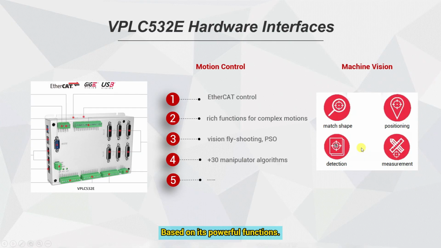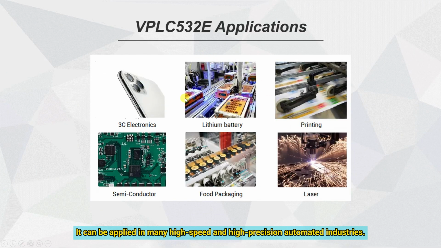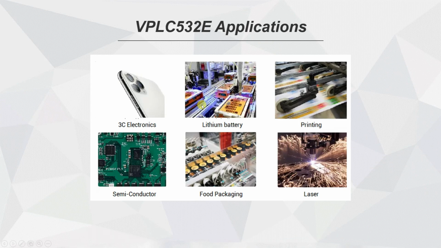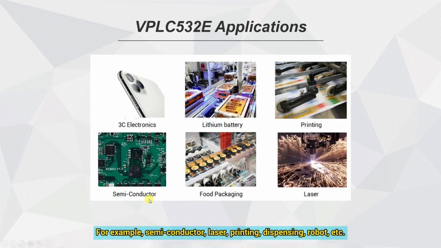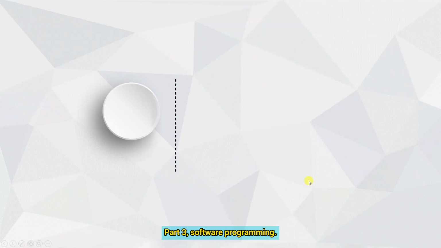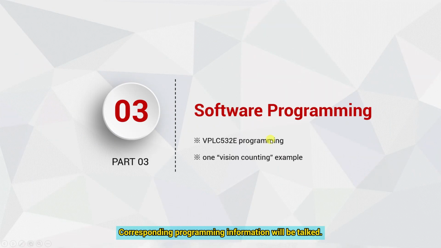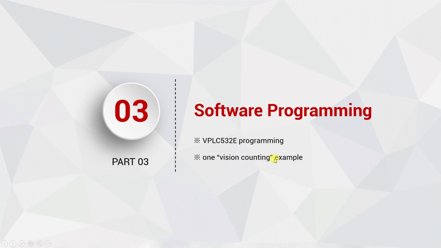Based on its powerful functions, it can be applied in many high-speed and high-precision automated industries. For example, semiconductor, laser, printing, dispensing, robot, etc. Part 3, Software Programming. Corresponding programming information will be talked about, and one simple vision routine will be operated.